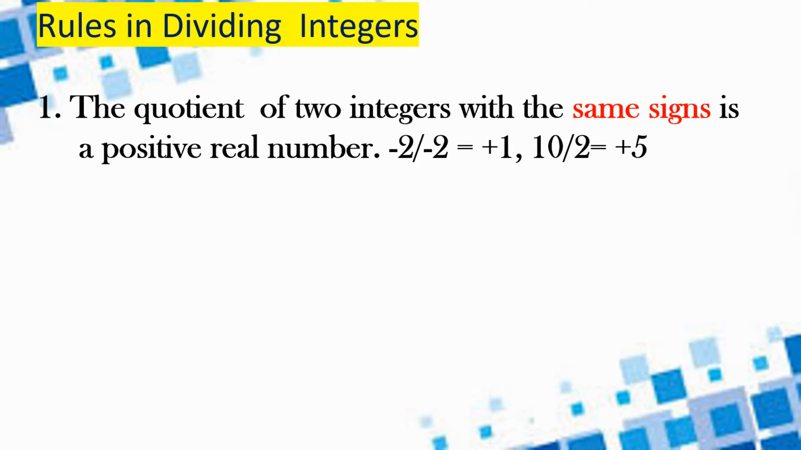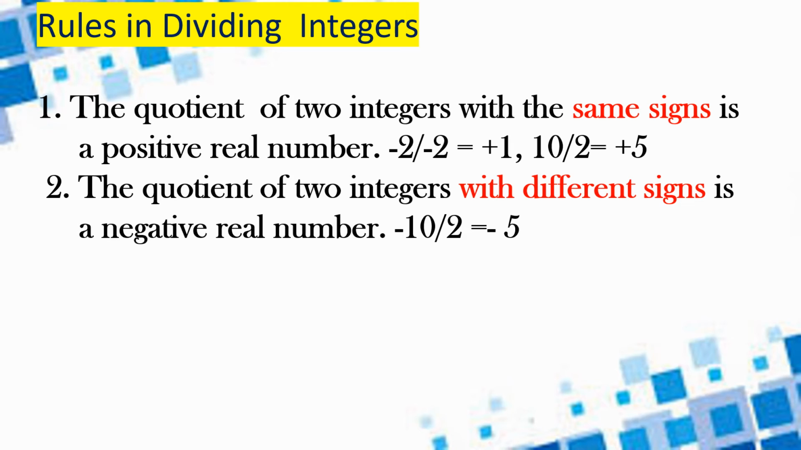So, parang multiplication lang, ano? Negative times negative is equal to positive. Positive times positive is equal to positive. Alright? So, pareho lang pagdating sa sign. Sign of the product and sign of the quotient, pareho.